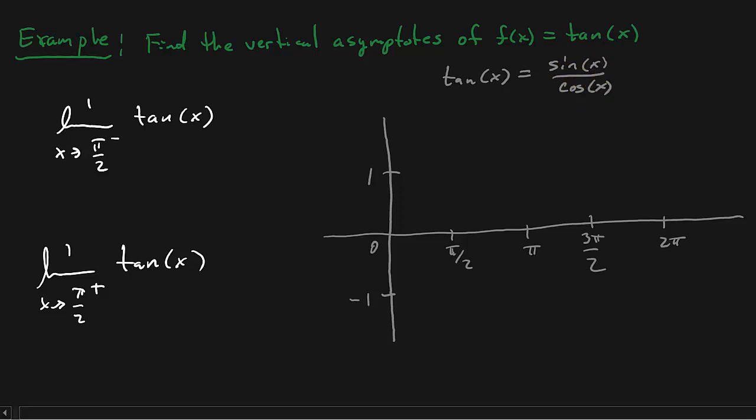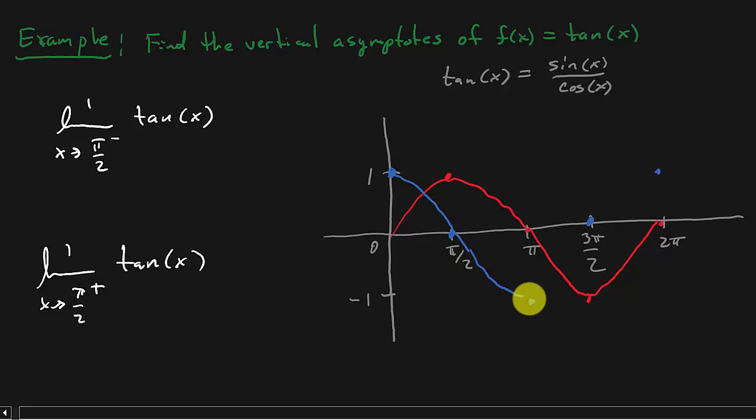All right. Now, let's look at the graph of sine. So if we graph sine, that's going to look like this. Okay. And then if we graph cosine, well, cosine is going to look something like this. Okay, so there's sine and cosine.